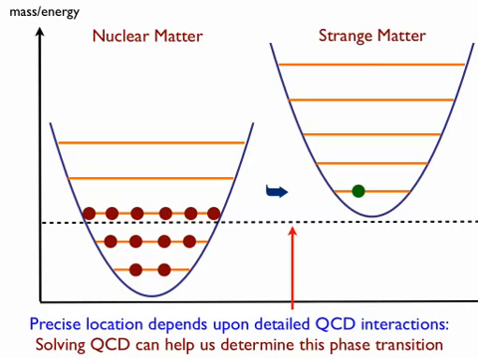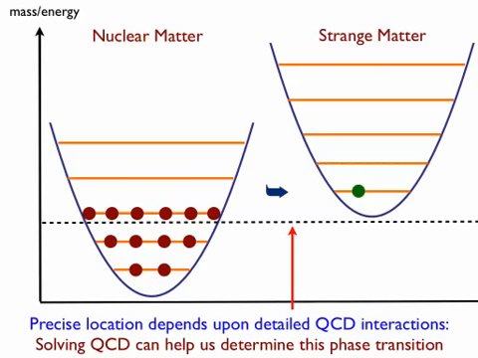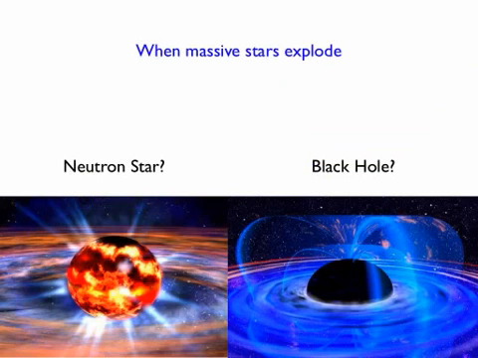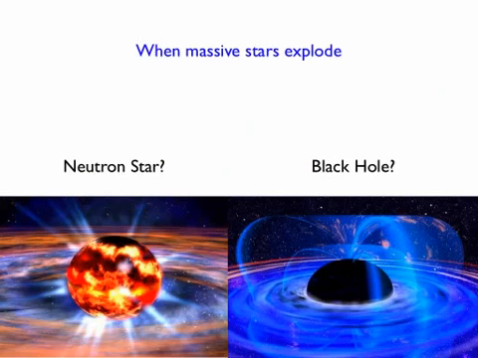We don't know what's inside of a neutron star. We can't make one in a laboratory because they're too massive. We can only think about them and look at them. But understanding exactly where this line is, that will tell you whether when a star explodes it forms a neutron star or if it forms a black hole. So if you have more available strange matter to go into, it's easier to compress stuff together and you're more likely to form a black hole.